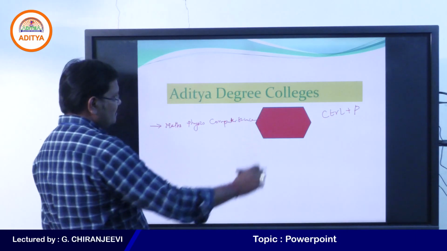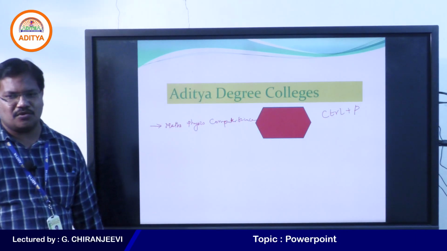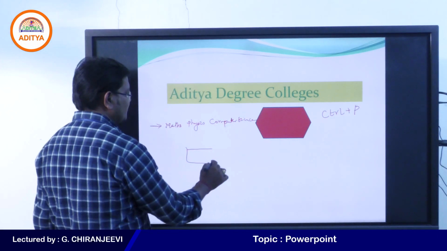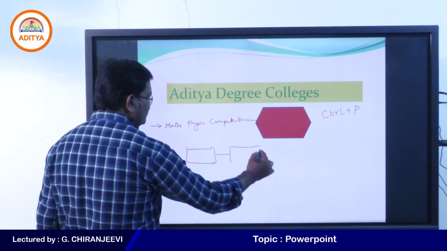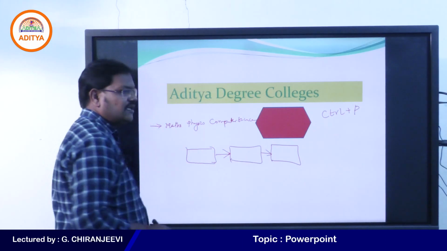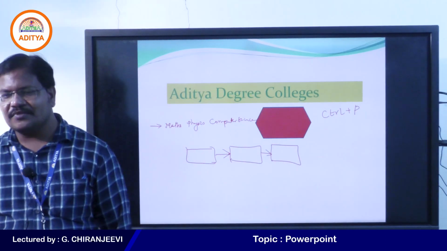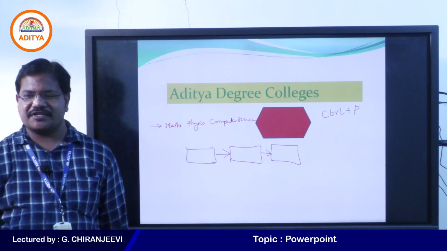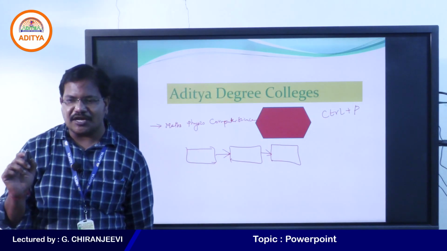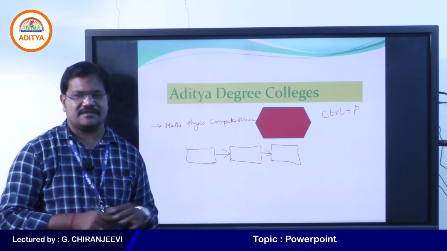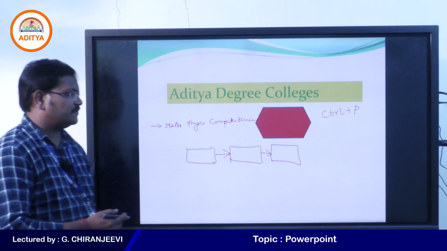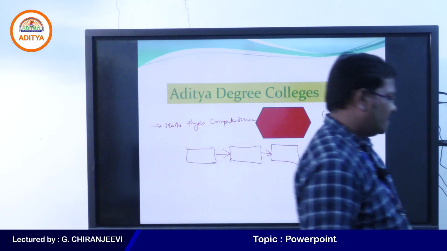If I want to explain, I can go on writing on this. I can even draw shapes also. Whatever I want to explain, I can directly draw it if I press Control P. Control P makes the pointer a pen, so I can easily explain. This is the main advantage in PowerPoint. Clear this one. Let us go for the next one.